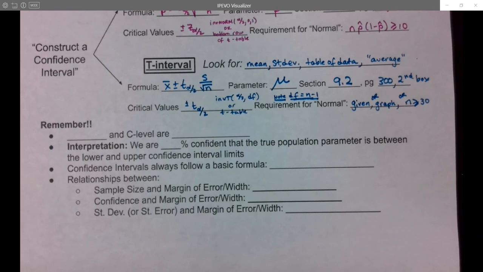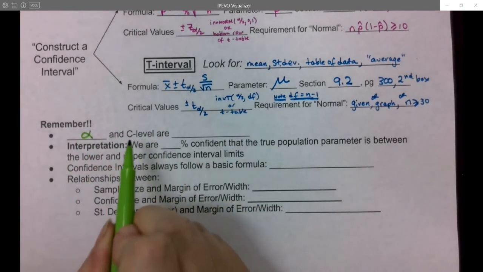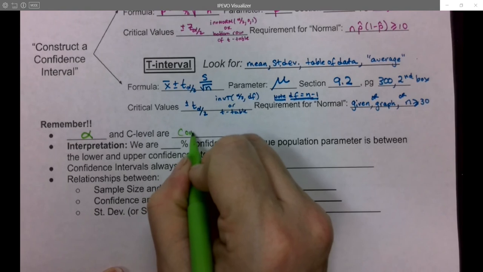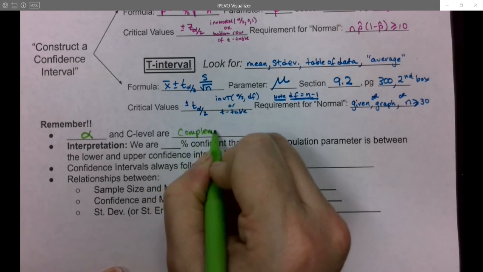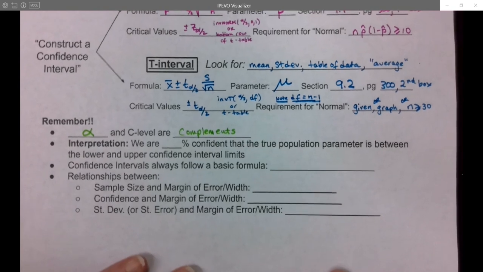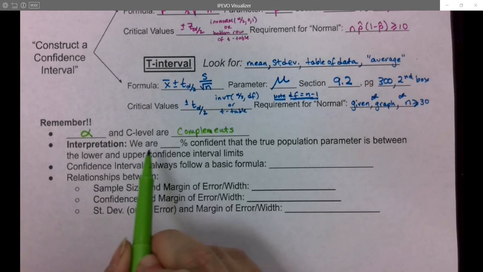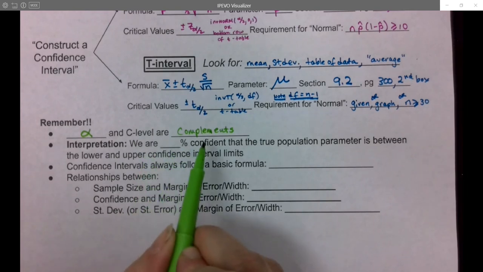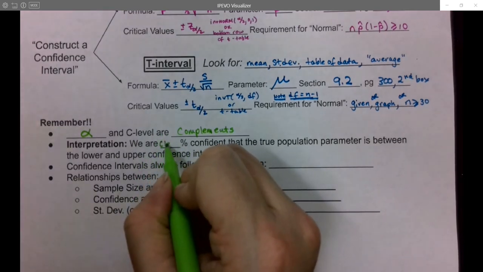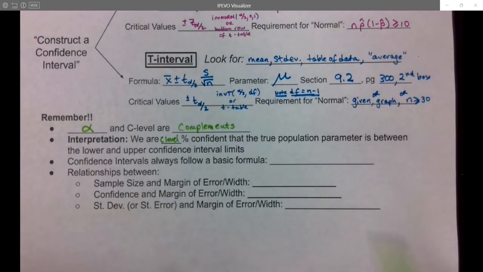All right, some other things to note real quickly before we leave all this behind. Alpha and the confidence level are complements. In other words, they must add up to 1. Next, for our interpretation, we would say we are blank % confident, and you'd put your C level in here, whatever your C level may be, if it's 90%, 80%, whatever.